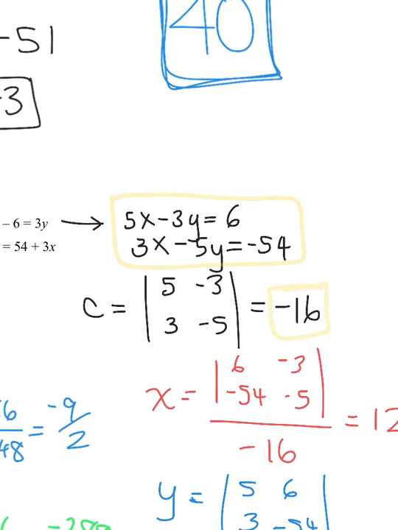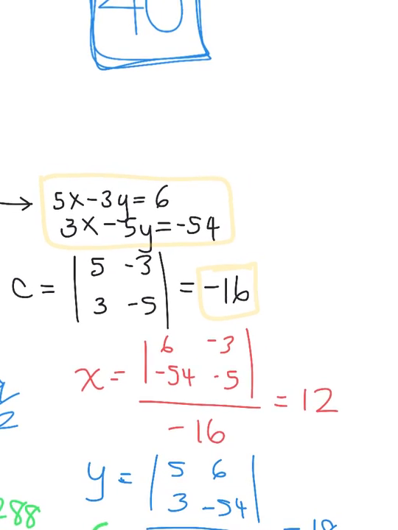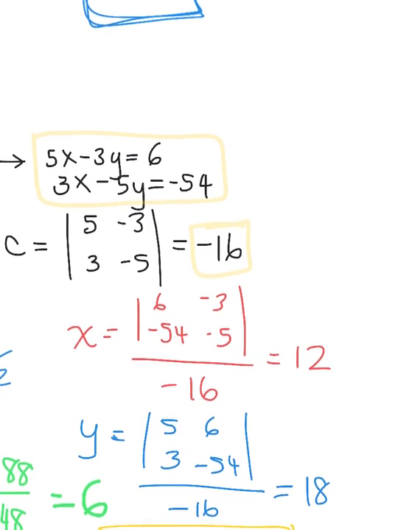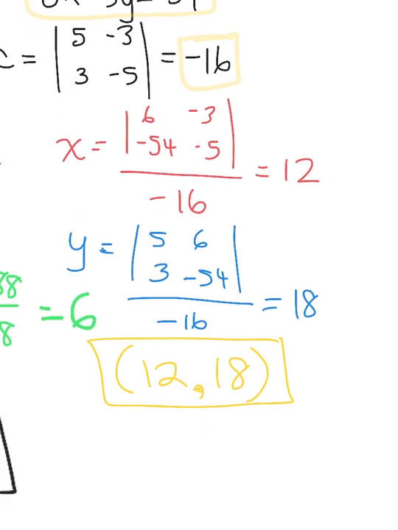All right, then to find x, I replaced the coefficient of x with the 6 and negative 4 constants, kept my y coefficients, found a determinant, and divided by the negative 16, and I got 12. And for the y, I replaced the coefficients of y with the 6 and negative 54, found a determinant, divided by negative 16, and then I got 18. So my final answer here was 12, 18.